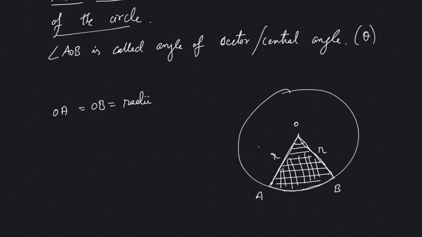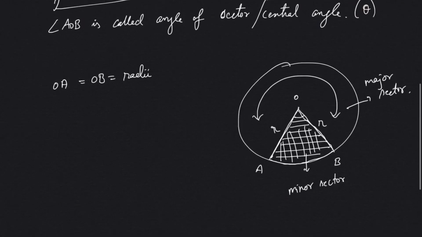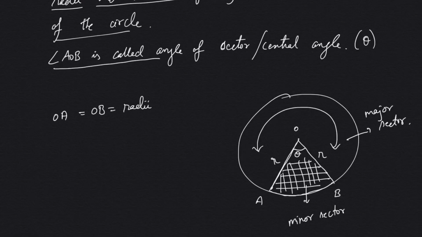Of course, the other portion is also a sector of the same circle. In that case, the smaller portion is named the minor sector, and this would be the major sector of the circle. And the angle that is formed, angle AOB, we write as theta. This is called the angle of the sector. It's also sometimes known as the central angle. Usually we denote it by theta.